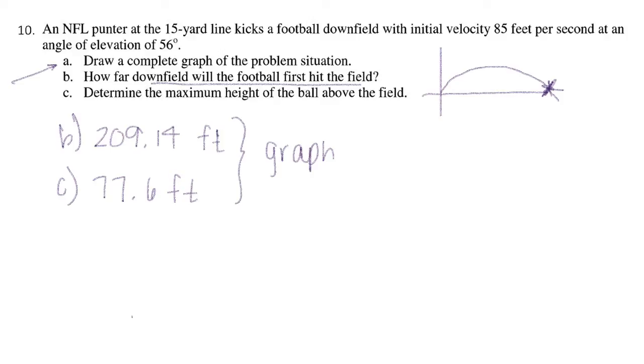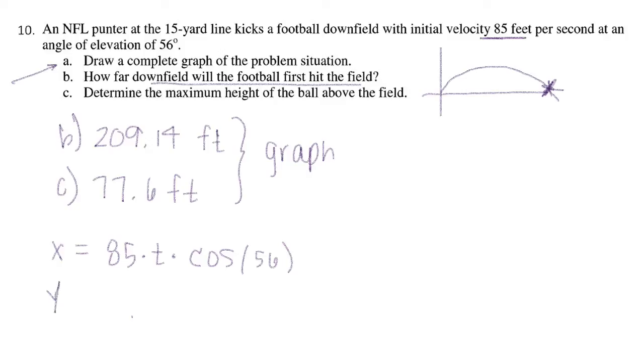Now the two equations that you would need to type in here: you have x equals the initial velocity, so 85 feet per second, times time, times cosine of our angle, which is 56 degrees. And again, make sure you're in degrees.